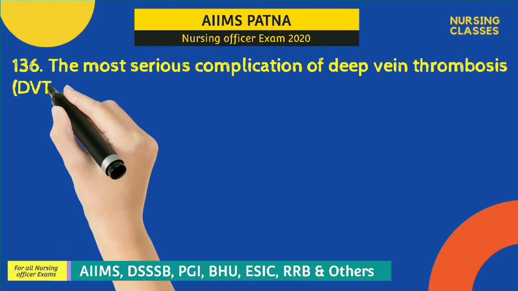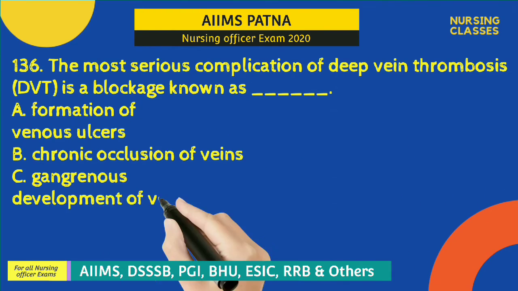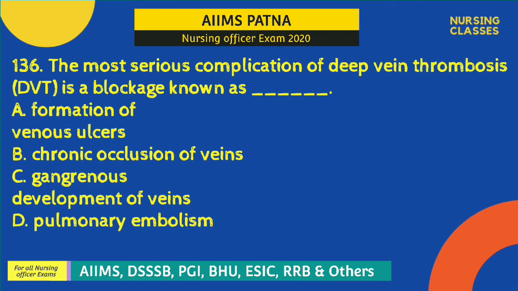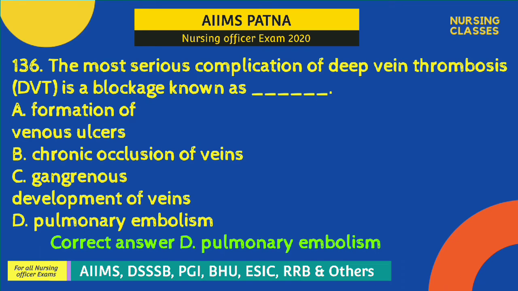136. The most serious complication of deep vein thrombosis, DVT, is a blockage known as dash. A. Formation of venous ulcers, B. Chronic occlusion of veins, C. Gangrenous development of veins, D. Pulmonary embolism. Correct answer D. Pulmonary embolism.